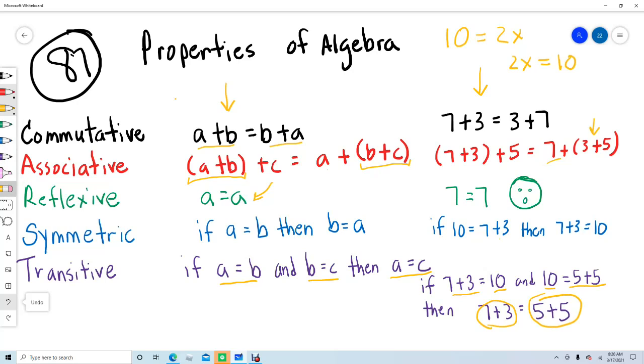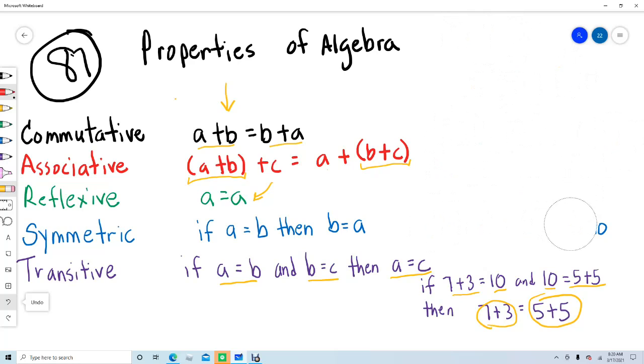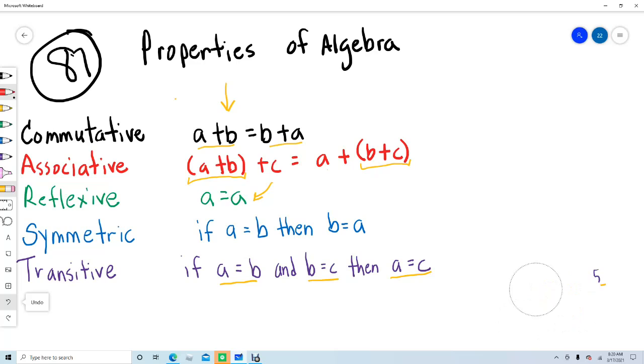Now I'm going to do a problem similar to what they're going to have you do in the practice and show you how they'll ask you to apply, or at least know which properties are being used.